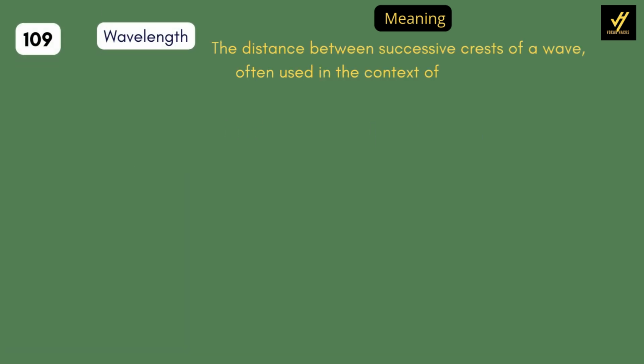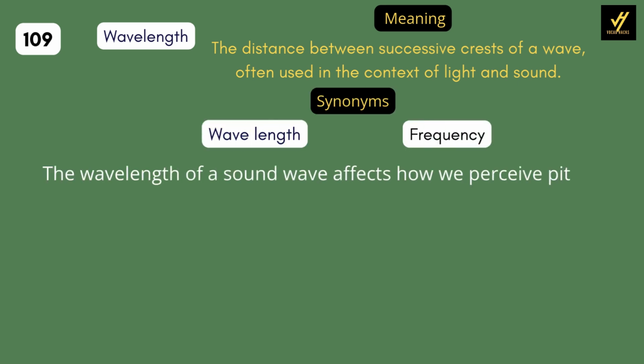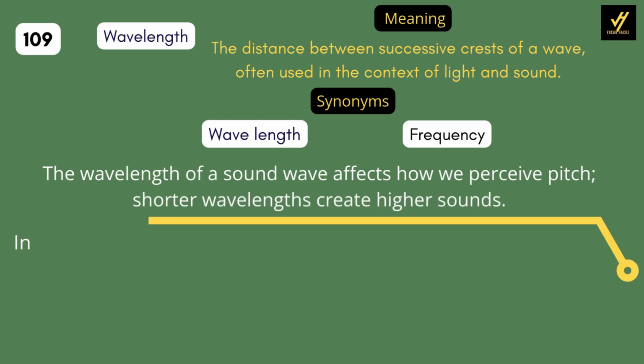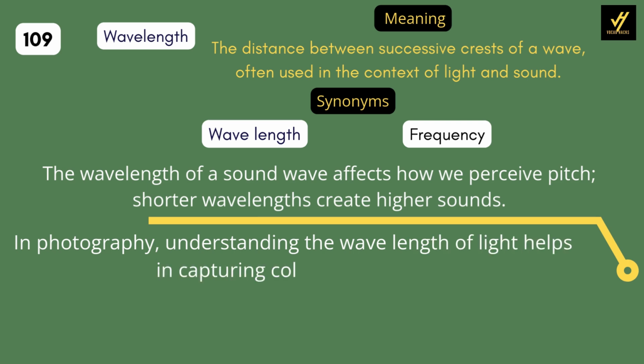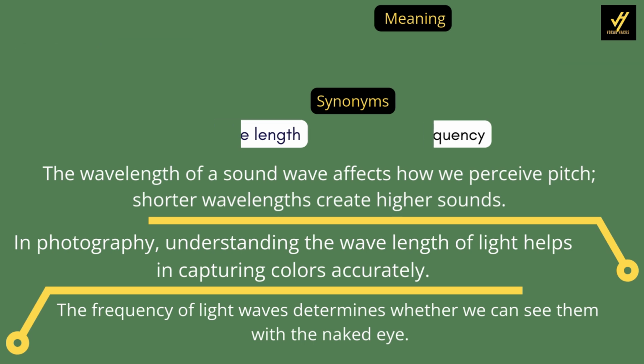Wavelength, the distance between successive crests of a wave, often used in the context of light and sound. Wavelength, frequency. The wavelength of a sound wave affects how we perceive pitch. Shorter wavelengths create higher sounds. In photography, understanding the wavelength of light helps in capturing colors accurately. The frequency of light waves determines whether we can see them with the naked eye.